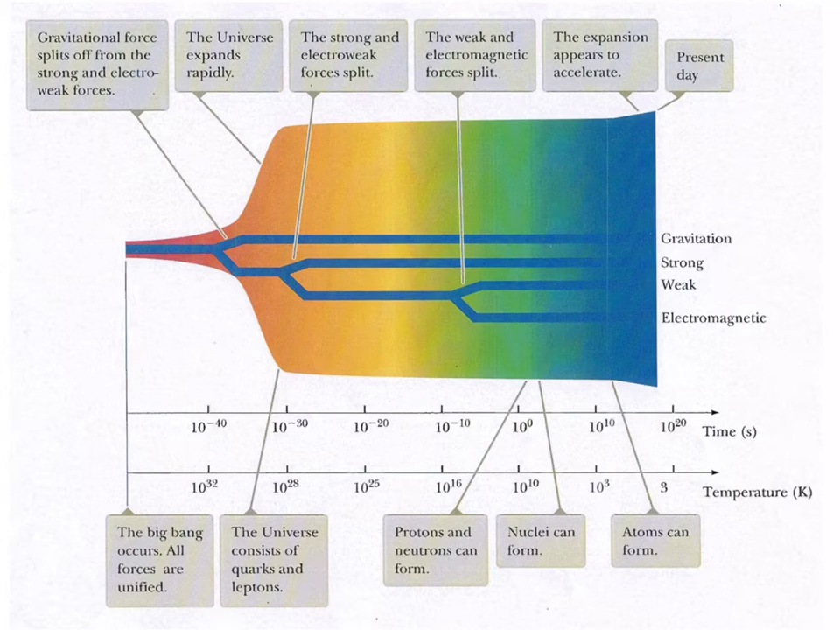This slide gives the time and temperature scales over which the unified force is expected to have split into its 4 manifestations. First, at a time of 10 to the minus 35 seconds, gravitation split from the other 3 forces, which then split from each other at 10 to the minus 30 and 10 to the minus 10 seconds respectively. Ultimately, already before 1 second of the history of the universe had passed, all 4 forces were separated.